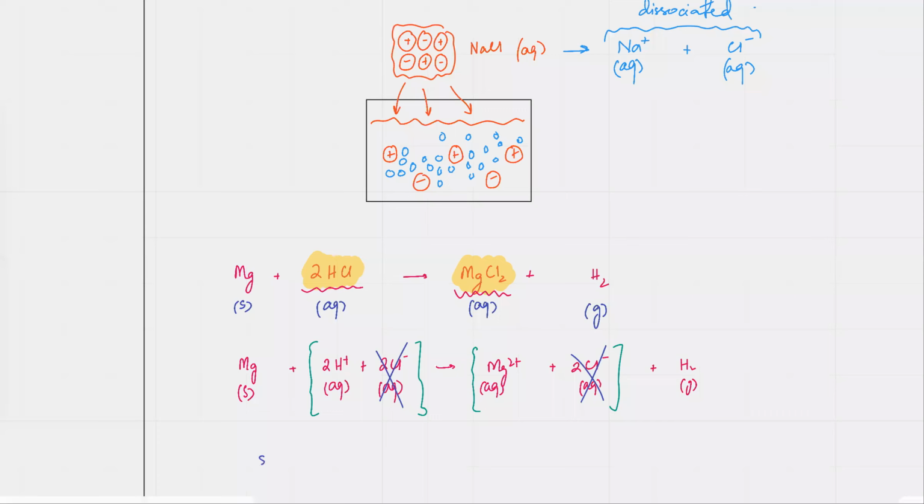So I'm going to define what a spectator ion is. So it remains unchanged during the reaction.